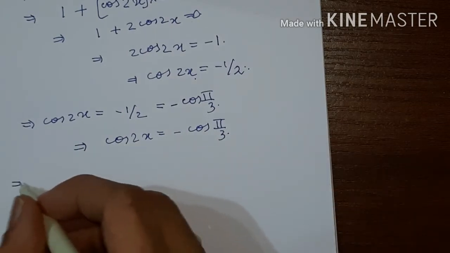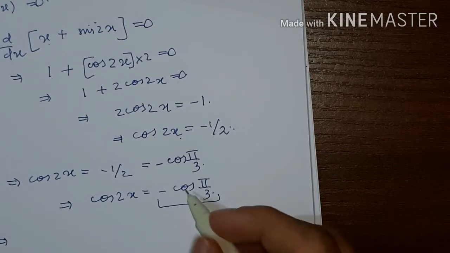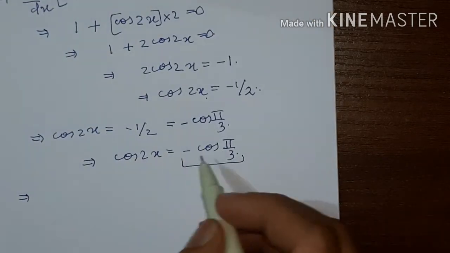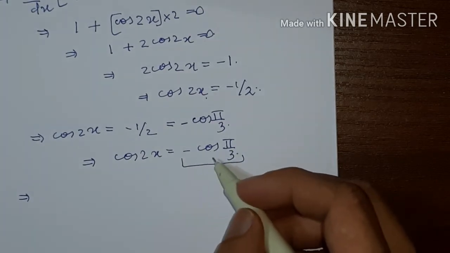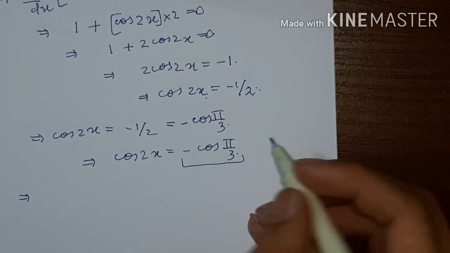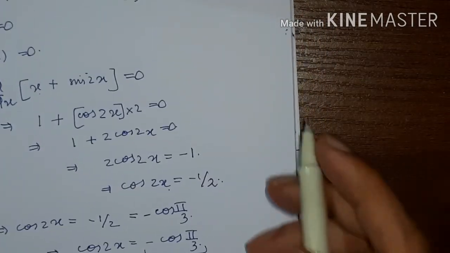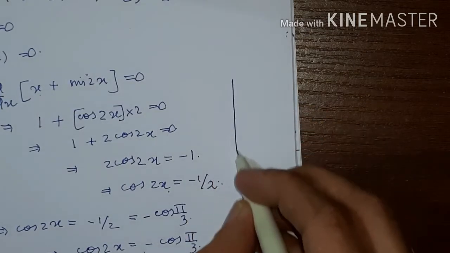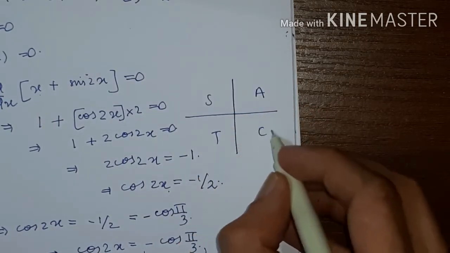Now if we look at this, we need to write this as a positive cos, because we need a positive cos here to cancel cos and cos. So we have to write this minus cos as a positive cos. For that we need the concept of All Silver Teacup. So this is the coordinate axis, with All Silver Teacup.